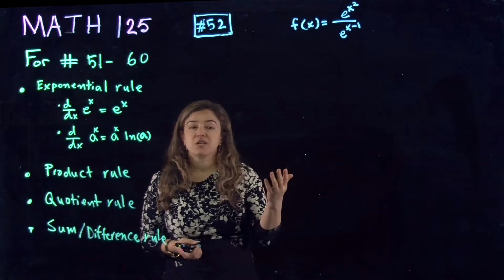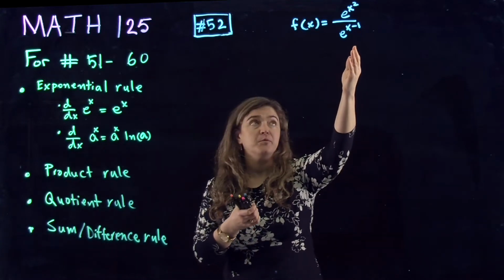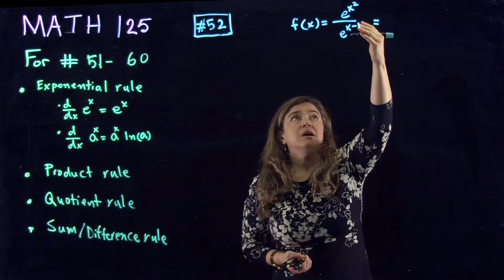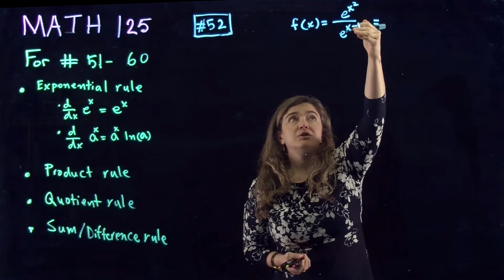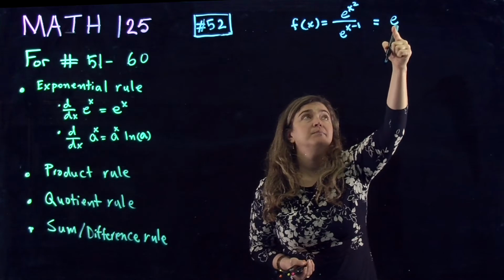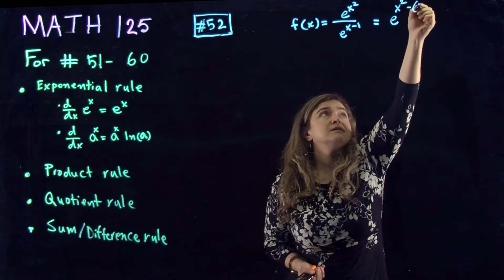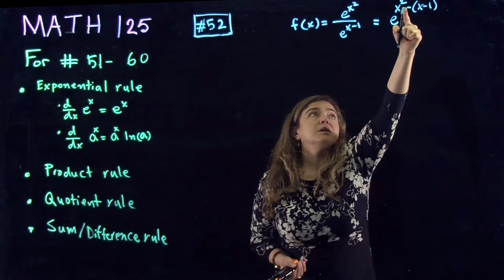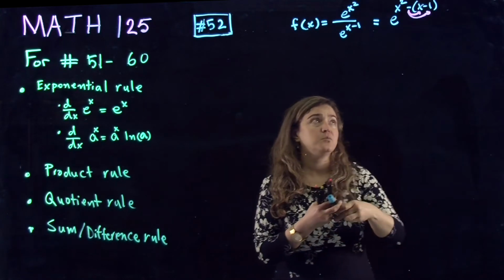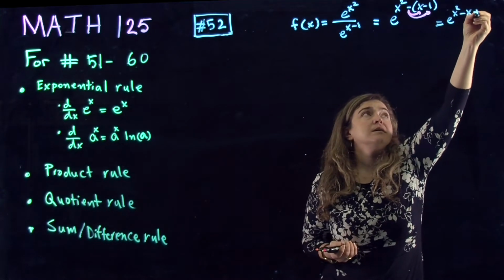My first suggestion is to use your exponential laws that you know from before to simplify that a little further. So this becomes two exponentials divided by each other, and the base is the same. It becomes the base to the power of the first exponent minus the second exponent. By distributing that negative sign in, what we end up with is e to the power x squared minus x plus 1.